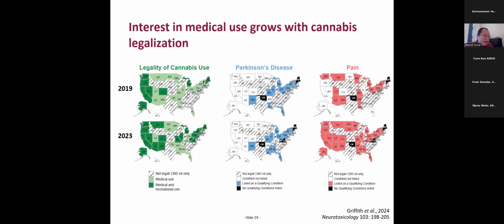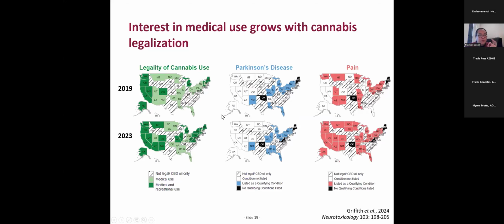Okay, so this panel shows the result that we got. We have two rows here, 2019 and 2023, and then we have three columns. The column on the left, here in green, is legality of cannabis use in different states. You can see the lighter shade of green is medical use, and the states that have legalized medical and recreational use are in dark green. And also you have Parkinson's disease: the states that explicitly list Parkinson's disease as a qualifying condition are in blue. And the last one is visualized in pink color.